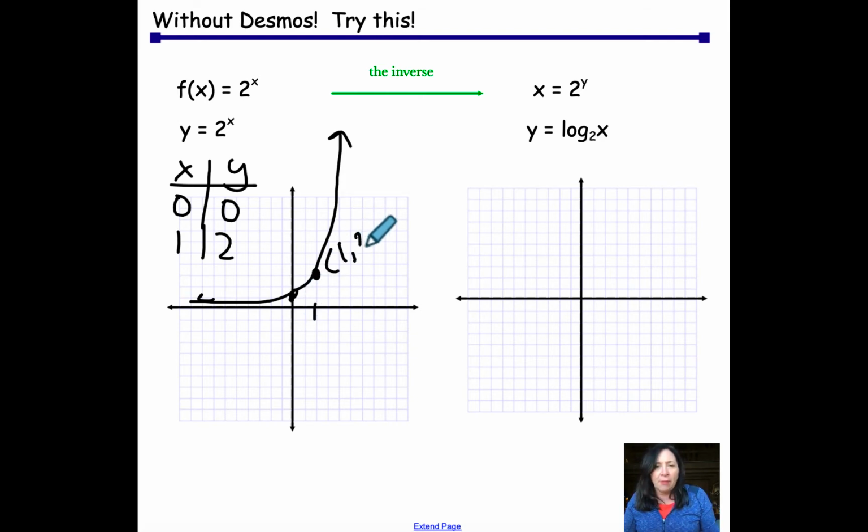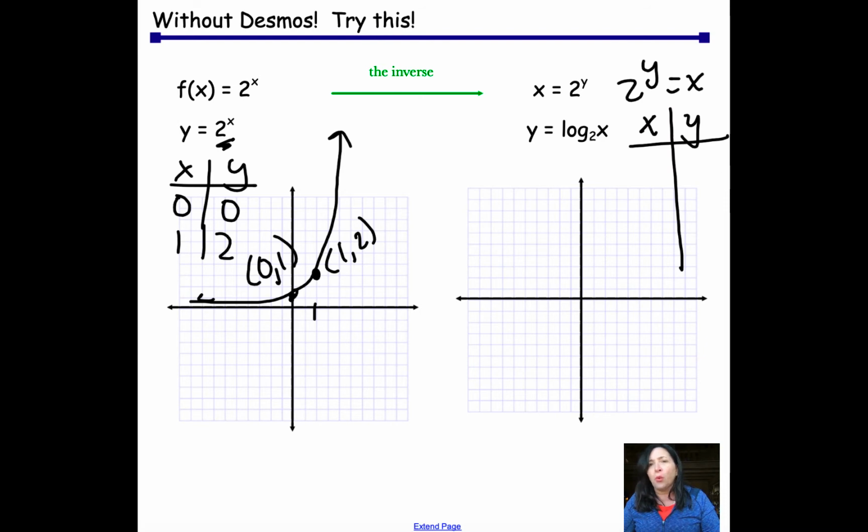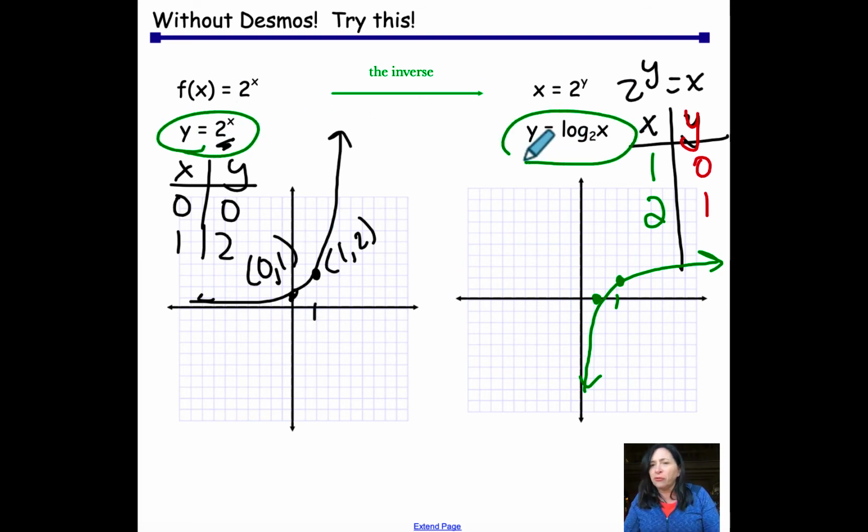So if this is (1, 2) and this value is (0, 1), the inverse of that is log base 2, because this is base 2, so 2 to the y power equals x. I can just plot values for y first. So you plot for y first, 0 and 1. And then the values you get for 2 to the 0 power is 1, and 2 to the 1 power is 2. So we've got (1, 0), and then we've got (2, 1). And again, this is my log equation, which is the inverse of the exponential equation 2 to the x, and this is log base 2.